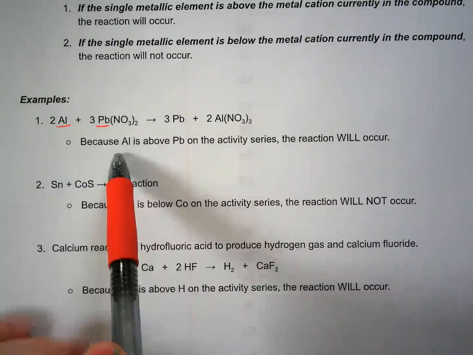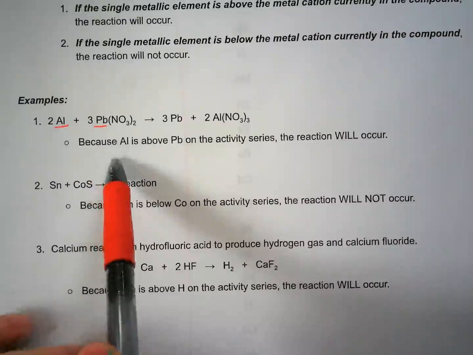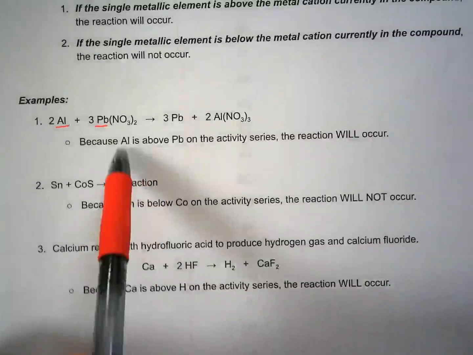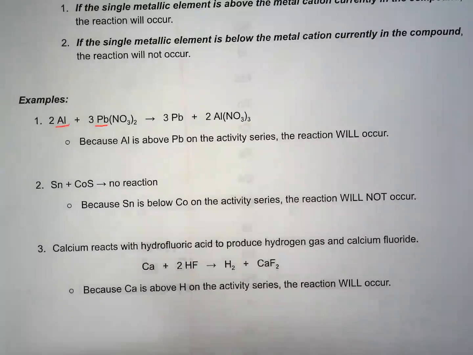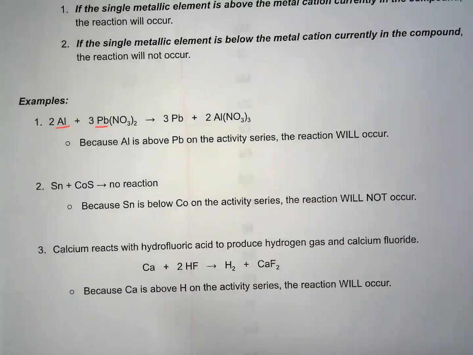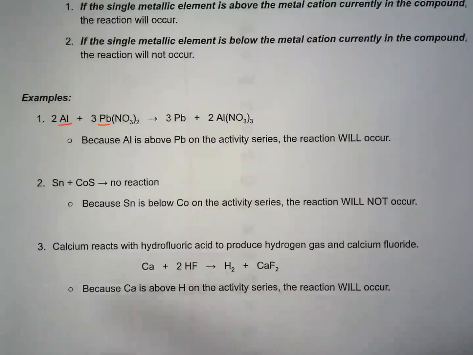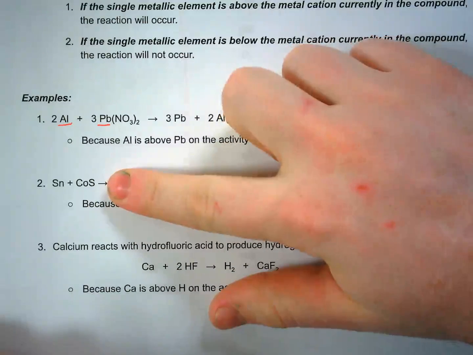And even sometimes there's a couple problems where I'll say, just explain what happened. And so right here, this would be good enough: because aluminum is above lead on the activity series, the reaction will occur. And then there's number 2. Number 2 is obviously here, no reaction. But again, imagine if this wasn't here.